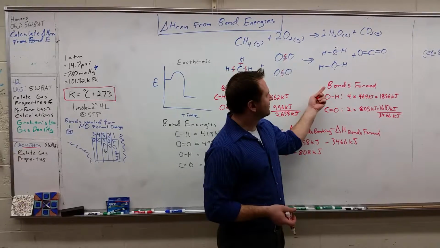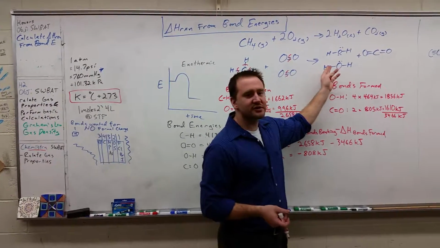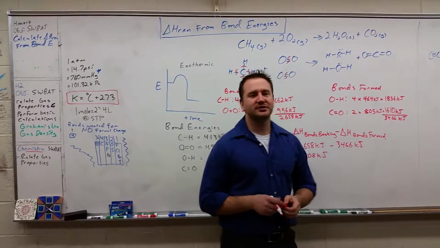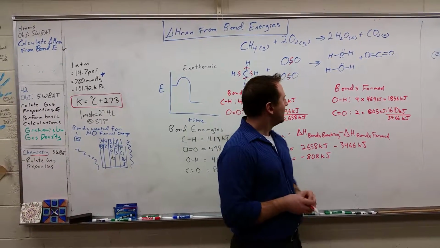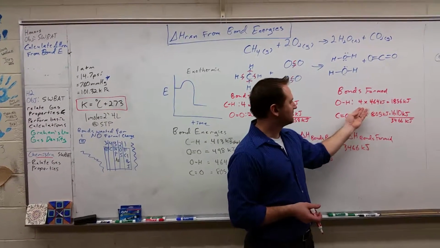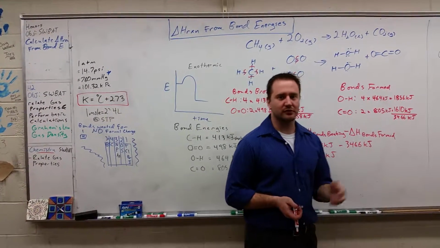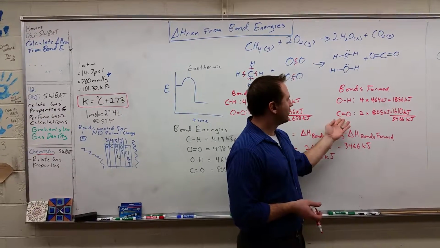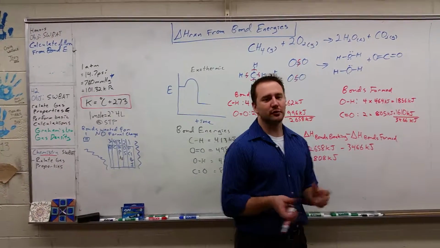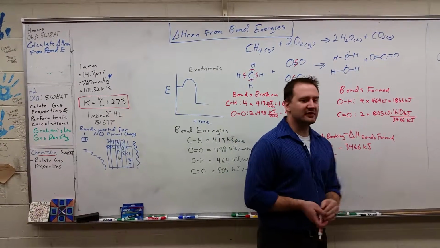Then, for the bonds that form, we have 4 oxygen-hydrogen single bonds, and then we have 2 carbon-oxygen double bonds that need to form. For those bond energies, the O-H bonds are 464, 4 of them, that's 1856 for a total energy for that. And then in the formation of the carbon-oxygen double bonds, 805 kilojoules per bond. 2 of those is 1610.